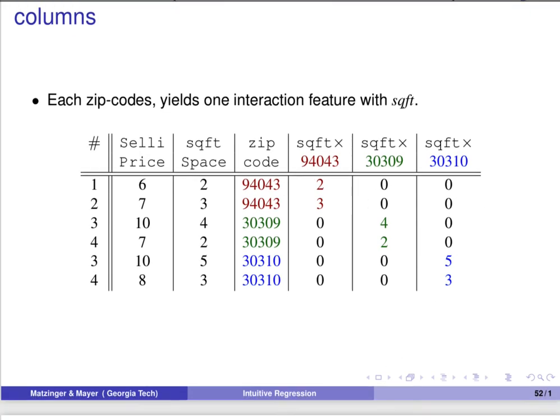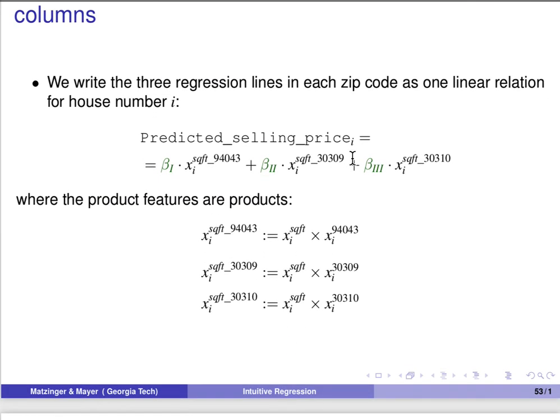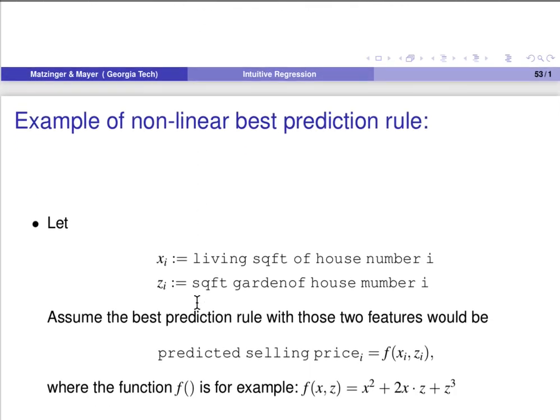So now we can rewrite this as predicted selling price is beta 1 times that product vector between square feet and the neighborhood 94043, plus beta 2 times that interaction feature between square feet and 30309, and beta 3, and so on. And here we see the ith house interaction feature is simply obtained by doing the product. We do that for each of these 3 interactions. We just do the product of these vectors. We get 3 new vectors, and that's very simple.